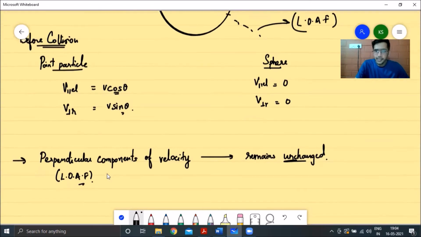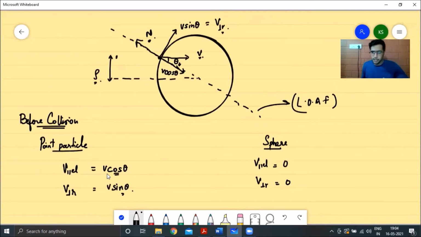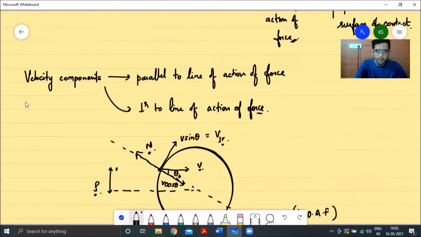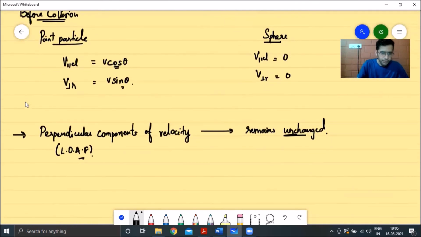In this case, you see that the velocity component of the particle perpendicular to the line of action of force will remain the same before and after collision. And why should it remain the same? Because there is no force acting along this direction. From this, I can conclude what the perpendicular component of velocity of the particle will be after collision.